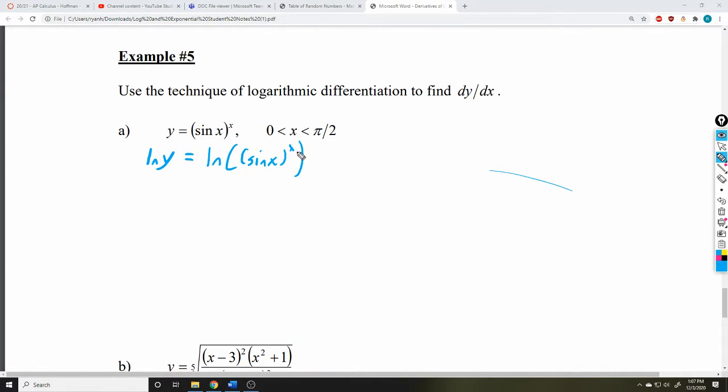And what this is going to let us do is get rid of the exponent, because one property of logarithms is that if I have a natural log like this, I can take my exponent, my x, and bring it out in front of my logarithm. So this is the same as x times the natural log of sine of x.